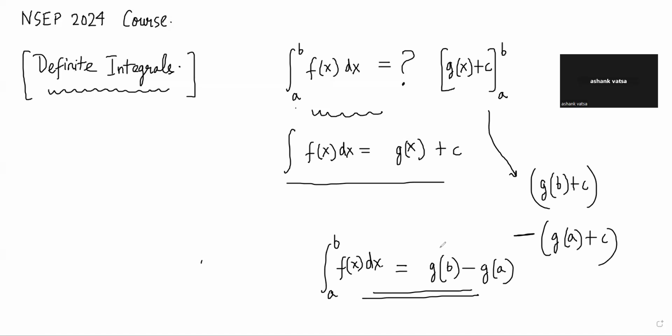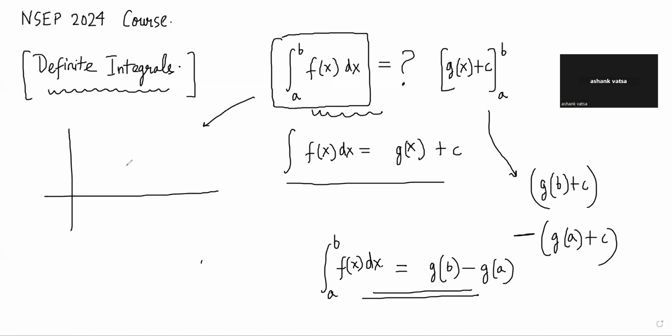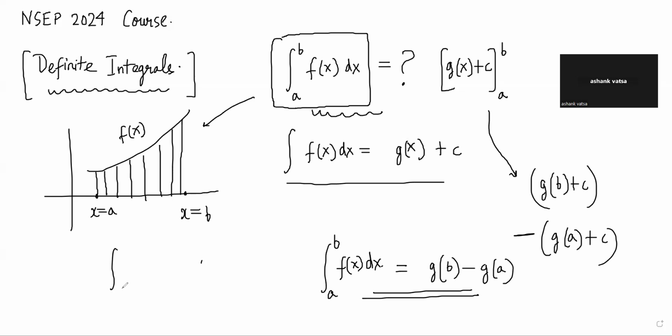Yes, sir. But that is just a way to calculate it. What is the meaning of this? What does this mean? It's the area under a curve from a to b on the x-axis. Okay, so f of x is like this. Then you have x is equal to a here and x is equal to b here. Then between a and b, area under the curve towards the x-axis. That means integral a to b f of x dx, right? Yes, sir.